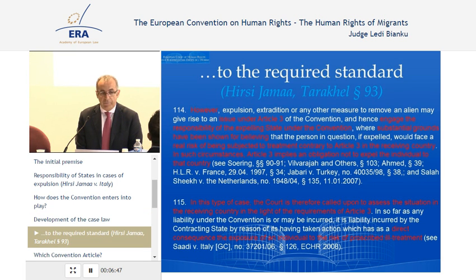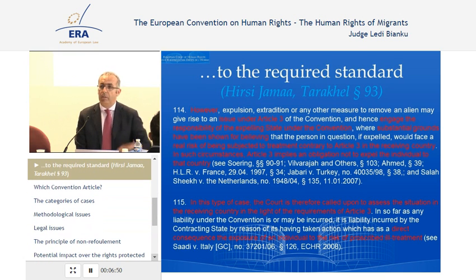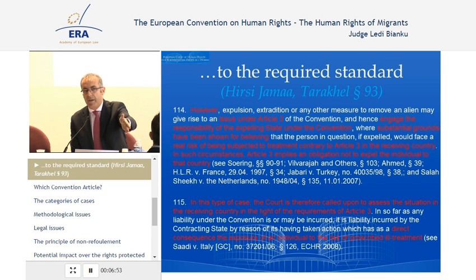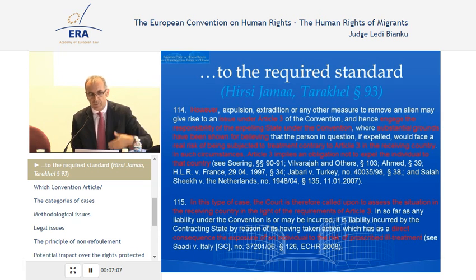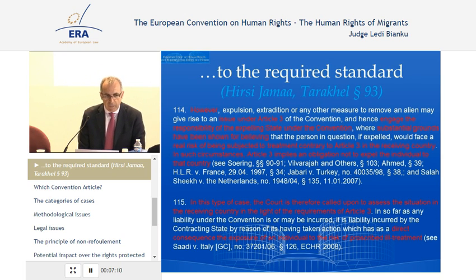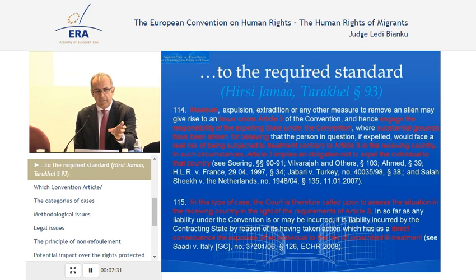So in Hirsi Jamaa, after paragraph 113 that I mentioned earlier, the basic premise, you find paragraph 114, and in most of the asylum cases of the court, you'll read these in tandem: the basic premise, and then the following paragraph, which says, however, expulsion, extradition, or any other measure to remove an alien may give rise to an issue under Article 3 of the Convention, and hence engage the responsibility of the expelling state under the Convention, where you have in red all the critical elements under the analysis of the court in each case, where substantial grounds have been shown for believing that the person in question, if expelled, would face a real risk.